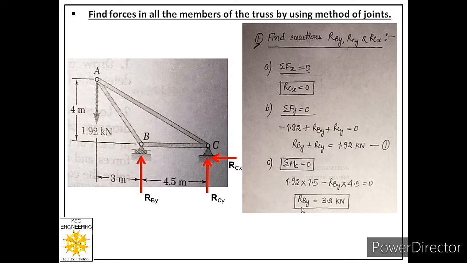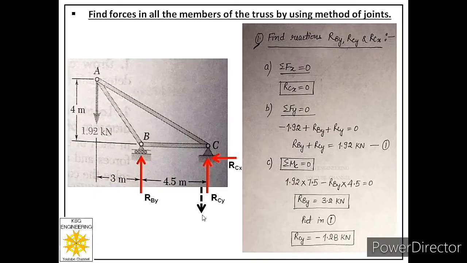Now once we get the value of RBY, we can find the value of RCY. For that we have to put the value of RBY in equation number 1, so we'll get the value of RCY. And you can see over here we got a negative value for RCY. So what is the meaning of a negative value? That the assumption which we considered for RCY at the start is not correct. So actually it is acting in downward direction.